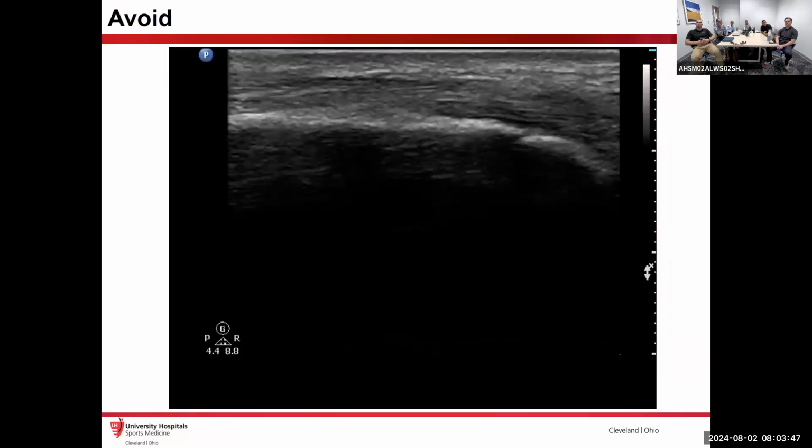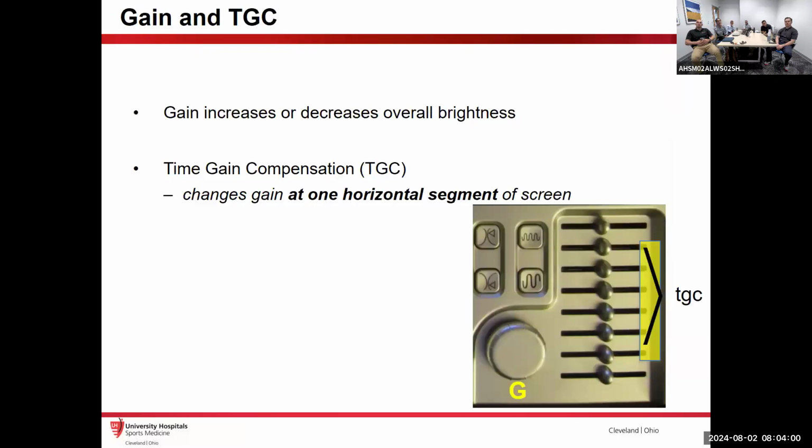So you want to avoid this. Why? Because the whole bottom of the screen is black, right? You're looking at stuff up here. So one, you've got the depth too deep. Your focus is all the way down here. You're looking at the inside of the bone, which you're not going to be able to see. All right, time gain. Gain is going to increase or decrease the overall brightness.